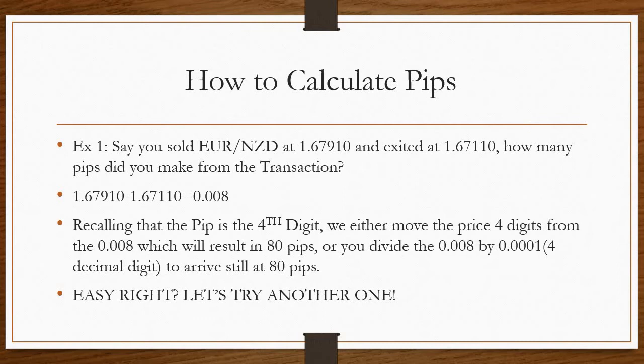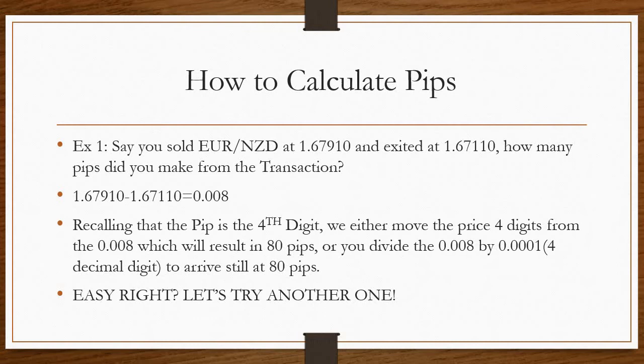So say you sold Euro NZD at 1.67910 and you closed at 1.671. So of course you're selling, you're going down, you're plummeting. The price is reducing because that's a sell. So this was the price you sold at, 1.67910, and you're closing out at 1.671. So that's the profit. So how many pips profit did you make from the transaction?